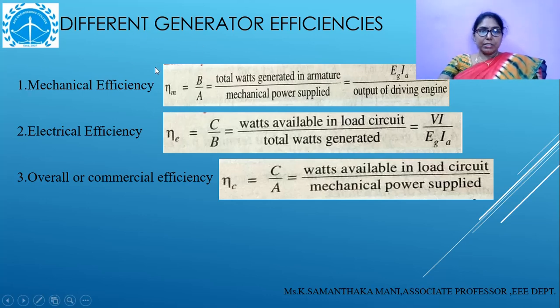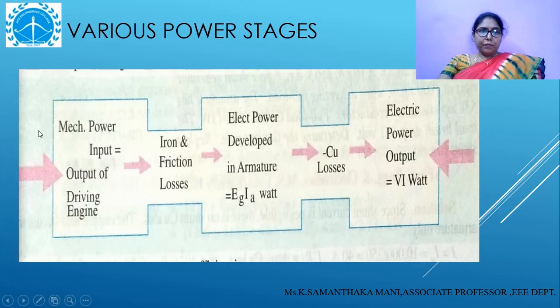Let me introduce the terms here. The symbol for efficiency is eta, and here mechanical efficiency is represented by eta suffix m, electrical efficiency by eta suffix e, and overall or commercial efficiency by eta suffix c. Based on the previous power stage diagram, I would like to tell you the different terminology we use. The first stage is represented with capital A, the middle one with capital B, and the third one with capital C. So based on this, I am going to calculate the mechanical efficiency, the electrical efficiency, and the overall efficiency from these power stages.